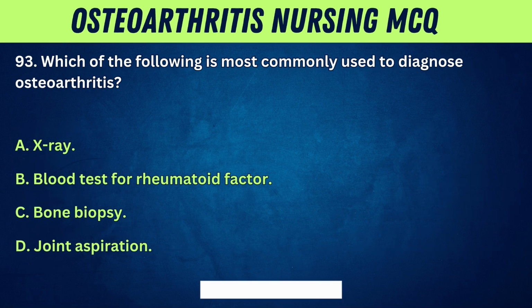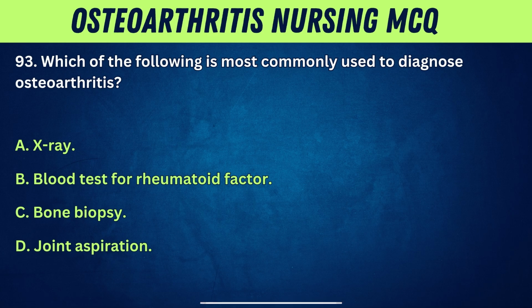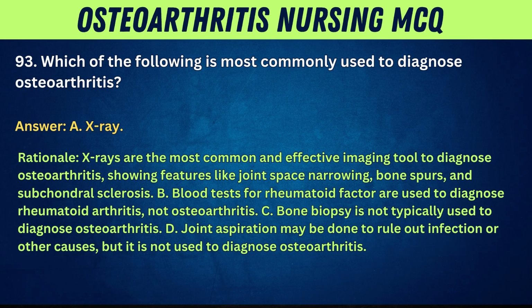93. Which of the following is most commonly used to diagnose osteoarthritis? A. X-ray. B. Blood test for rheumatoid factor. C. Bone biopsy. D. Joint aspiration. Answer: A. X-ray. Rationale: X-rays are the most common and effective imaging tool to diagnose osteoarthritis, showing features like joint space narrowing, bone spurs, and subchondral sclerosis.